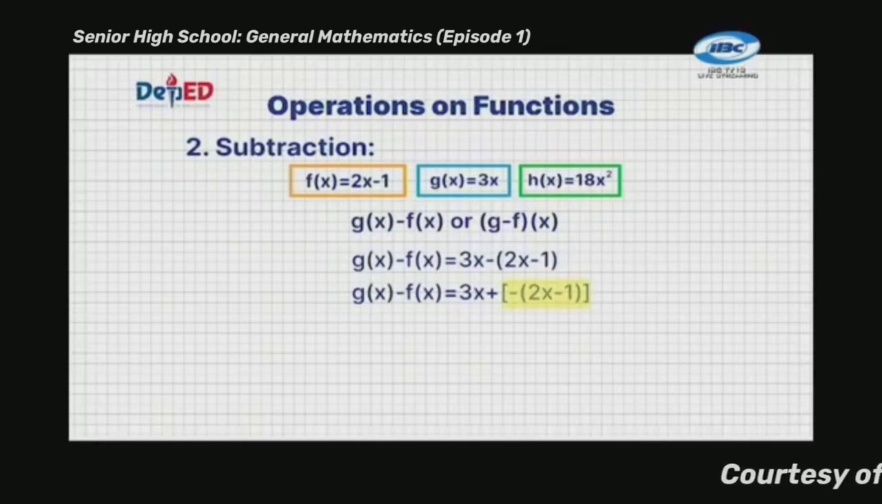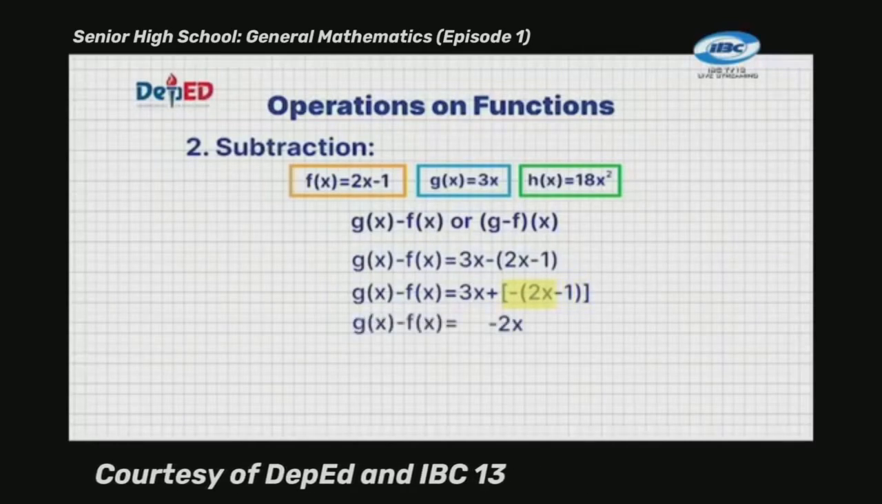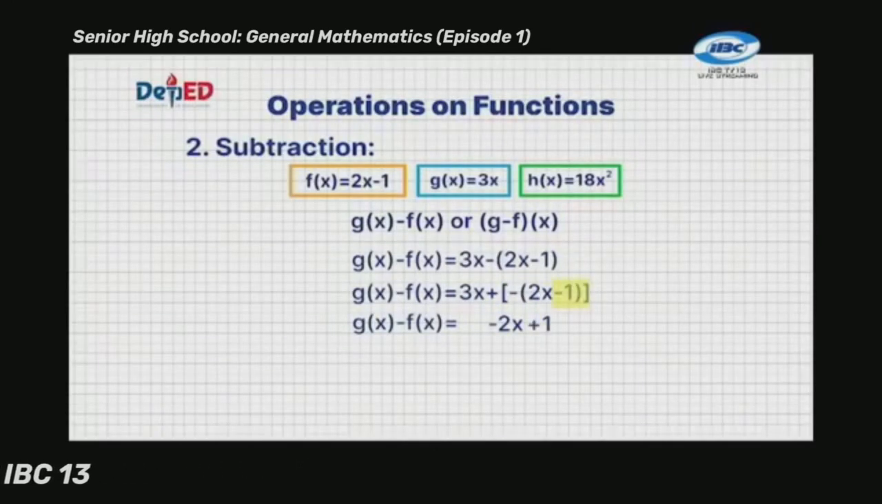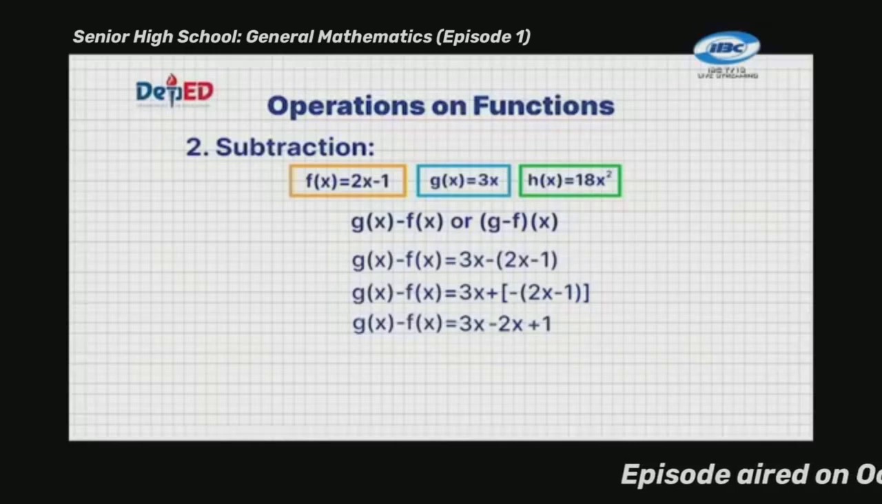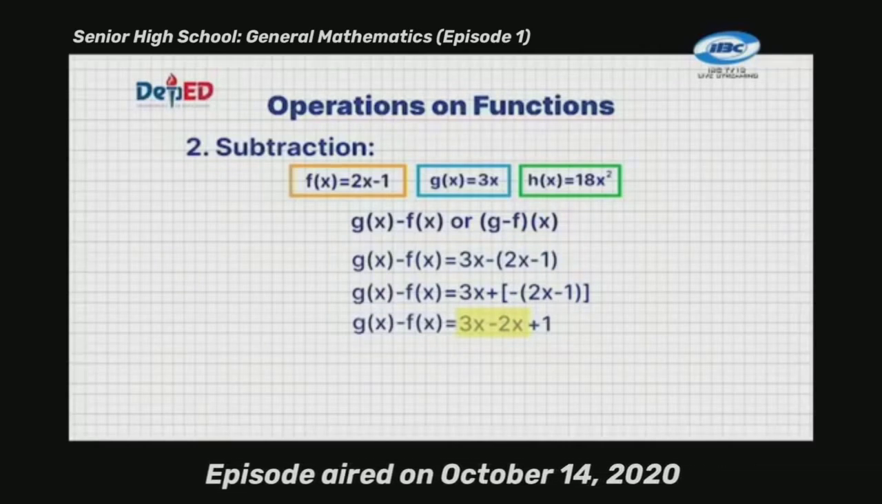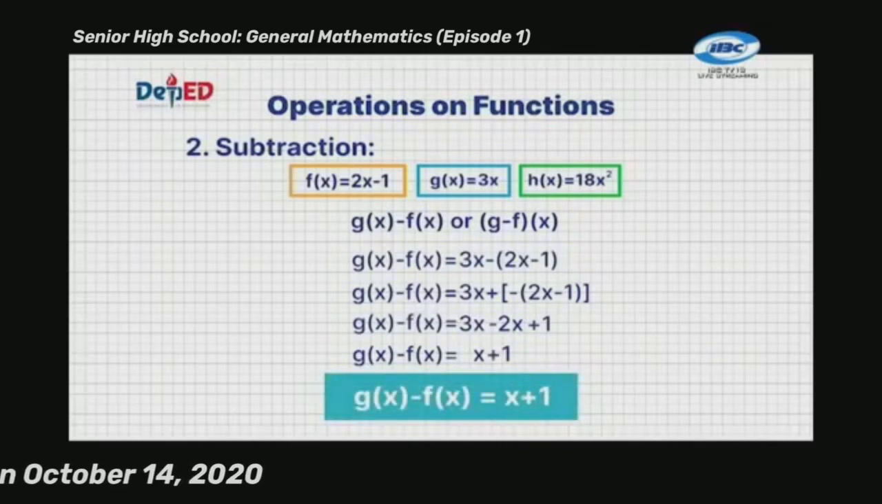Since 2x minus 1 is inside the parentheses, we have to take the negative of each term inside these parentheses. Taking the negative of 2x is negative 2x, while the negative of negative 1 is positive 1. Now we have g of x minus f of x equals 3x minus 2x plus 1. We may now combine similar terms. In this case, 3x and negative 2x. 3x minus 2x is 1x, or simply x. Thus, we say that g of x minus f of x is equal to x plus 1.